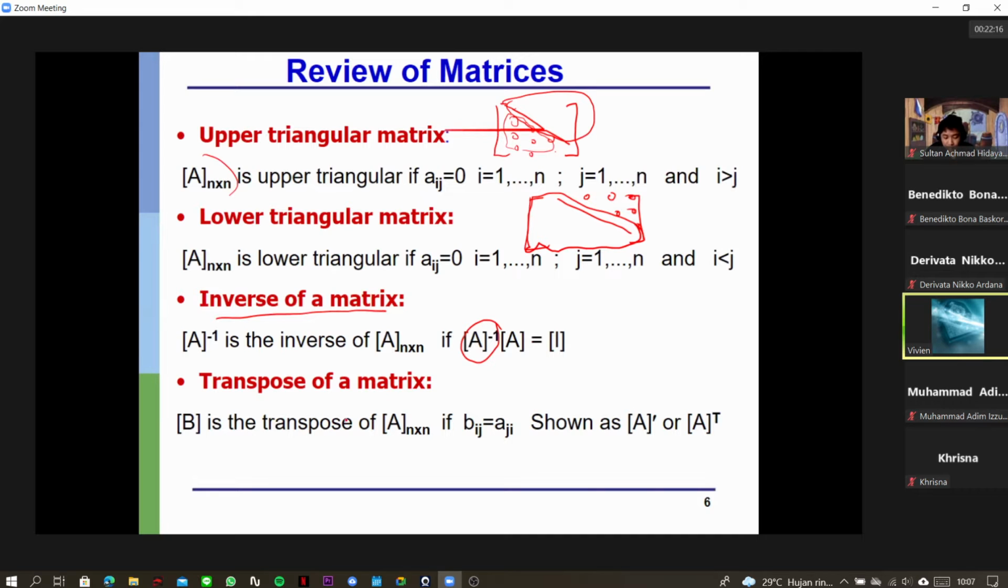And we also have the term, the transpose of a matrix. Say here we have matrix B, which is the transpose of matrix A if b_ij is equal to a_ji, or shown as A transpose here. I think we have learned about this before. Transpose means that we change, say we have an element in a column, we will change it into rows. So the rows become the columns and the columns become the rows. So this is the transpose of the matrix.